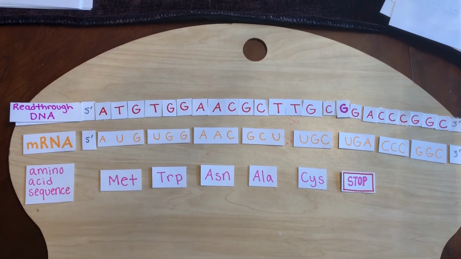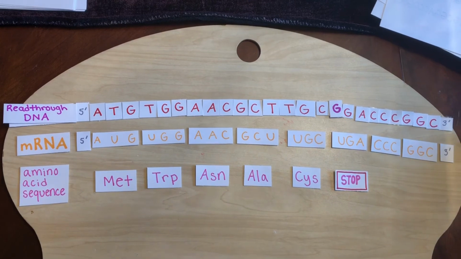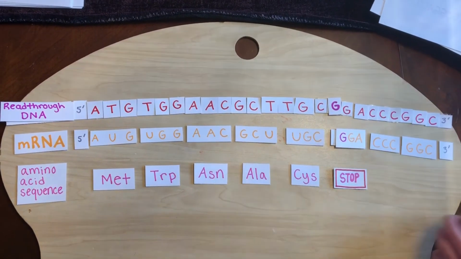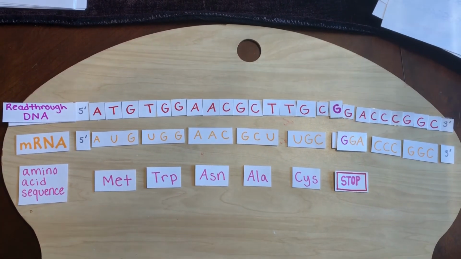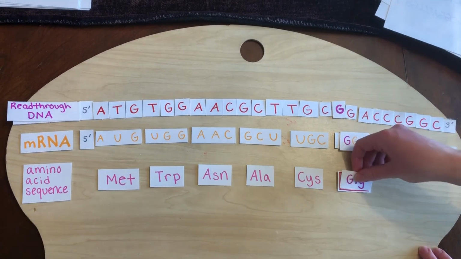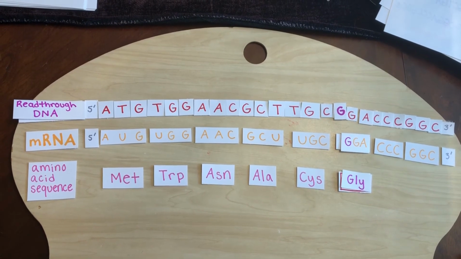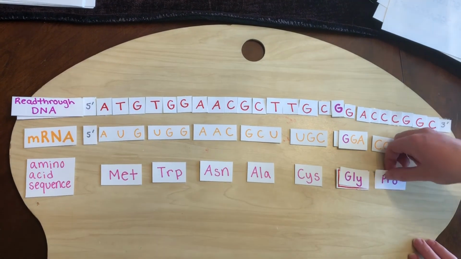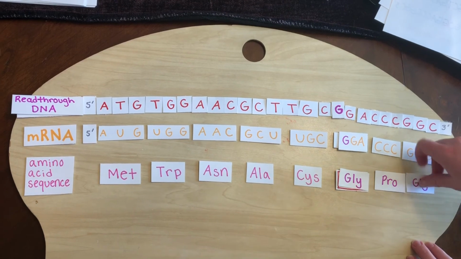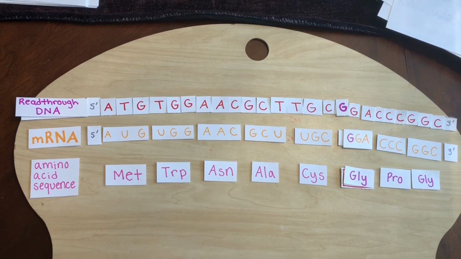This point mutation changes the resulting mRNA strand by changing UGA to GGA, which then changes the amino acid sequence. The stop codon from the original sequence becomes glycine, and the rest of the mRNA strand can now be coded for more amino acids. 2 more amino acids are added to the amino acid sequence and the protein becomes longer.